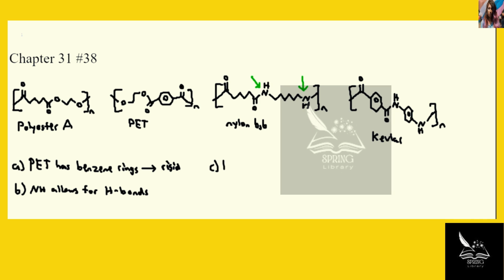So both rings and H bonds. It has both of these order-conferring characteristics that we noted in the two earlier parts of this problem. Nylon 6,6 only has H bonds. Kevlar has H bonds and rings, and therefore we would expect its Tm to be higher than nylon 6,6's. And that's the answer to Chapter 31, problem number 38.